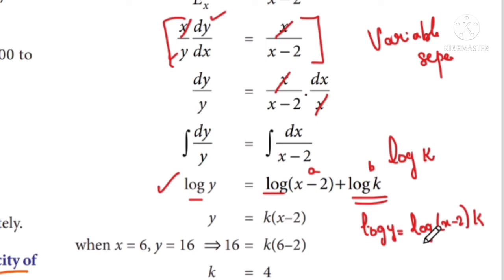Now you remove log. This log and this log, you remove log from both the sides. So you get y is equal to k into x minus 2.